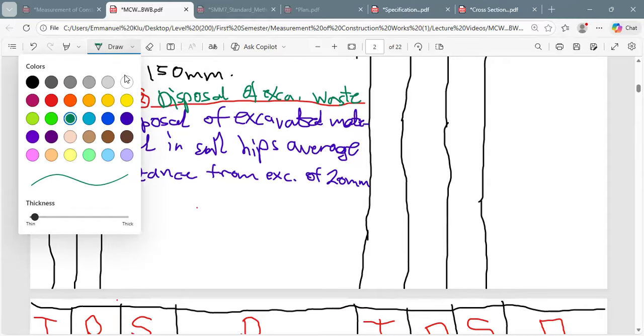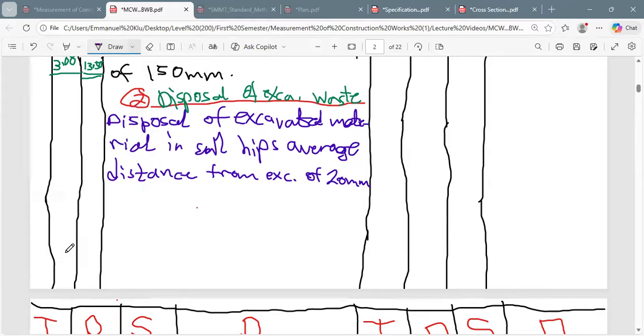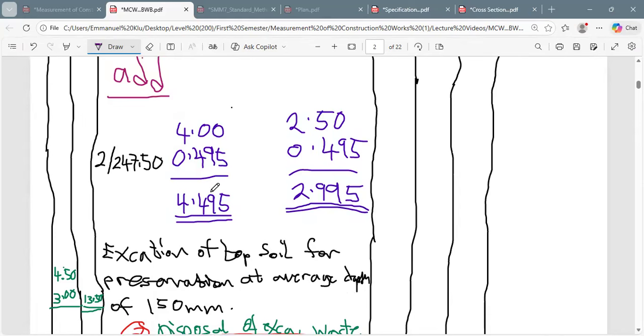Okay. So I want to do that in a different color pen. All right. So first of all, we have to take our hot answers as usual, the 4.495 multiplied by the 2.995, that is now known as 3.00 after rounding. Then you use that to multiply the hot thickness, because the volume is equal to what? The length times the breadth times the depth. So what was the depth of excavation?